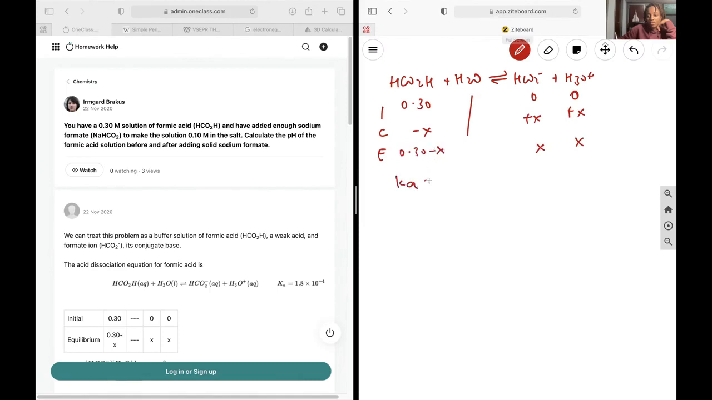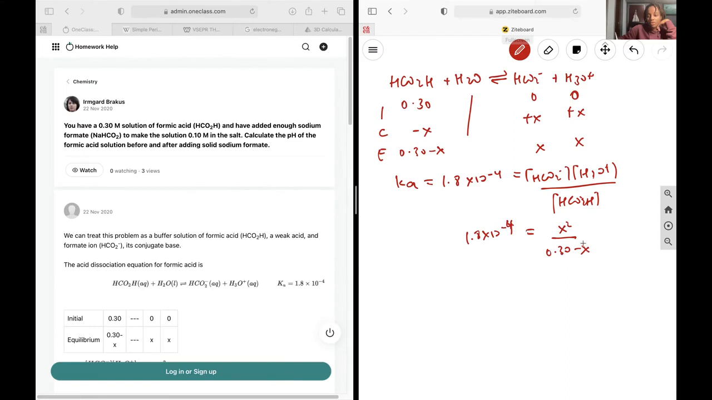And so Ka is equal to 1.8 by 10 to the negative 4, and this will be equal to [HCO2-][H3O+] over [HCO2H]. And so I can rewrite that as x squared over 0.30 minus x, and this is 1.8 by 10 to the negative 4. Now note that whatever x I get from this will be small because Ka is a small value, it's by 10 to the negative 4. So if I'm taking away such a small value from 0.30, it makes practically no difference.